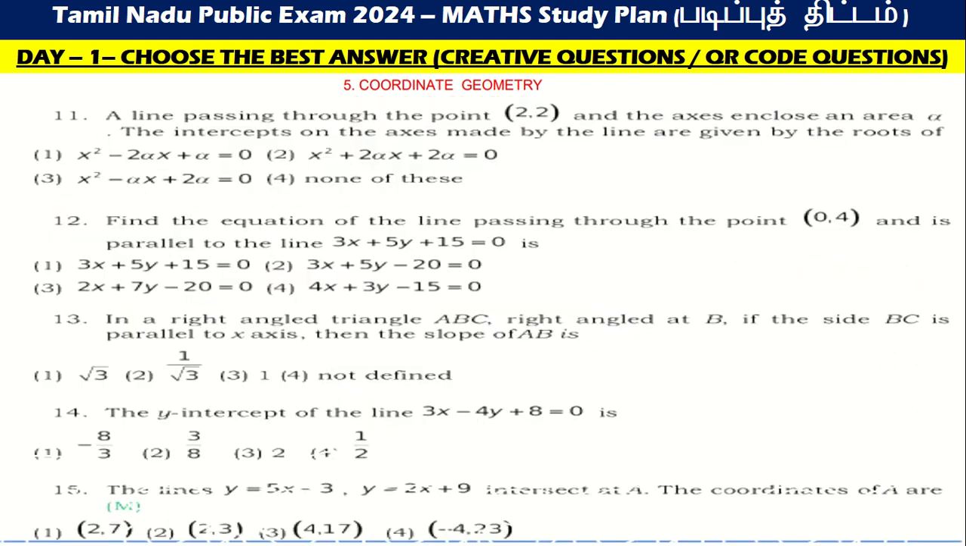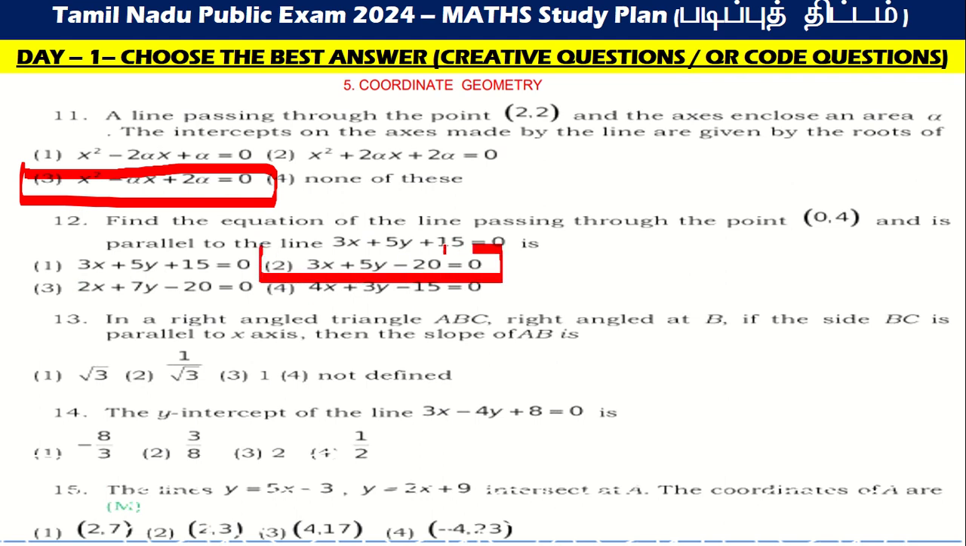Next one, a line passes through the point, so which means the answer is x square minus ax plus 2 alpha equal to 0. Find the equation of the line passes through the point 0 comma 4 and is parallel to the line 3x plus 5y plus 15. So which means your answer is 2x plus 5y minus 20.